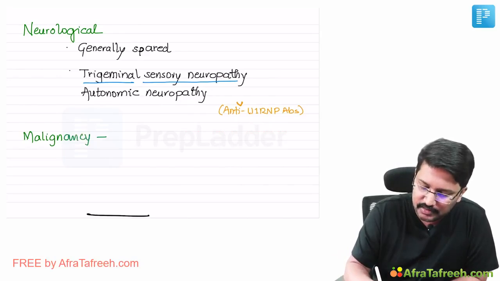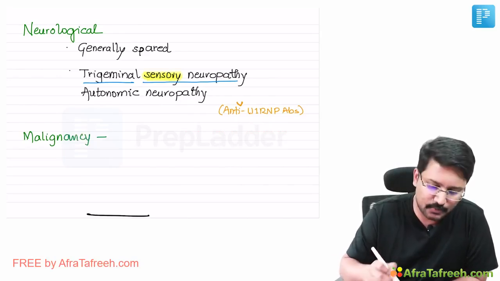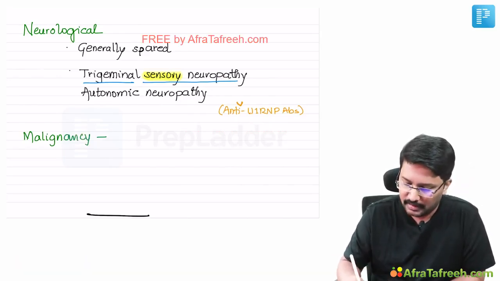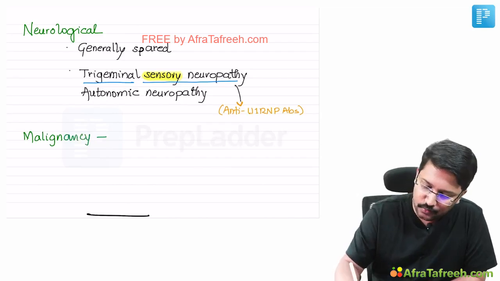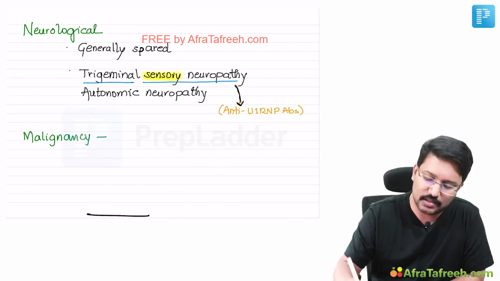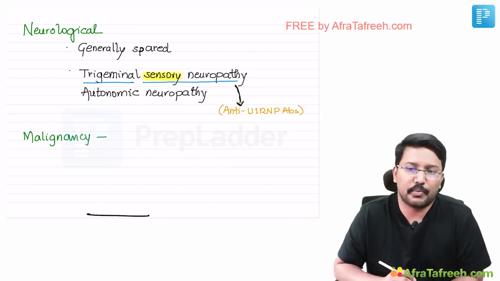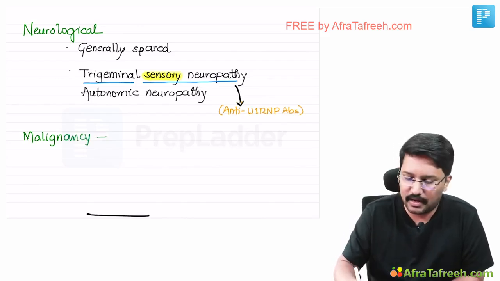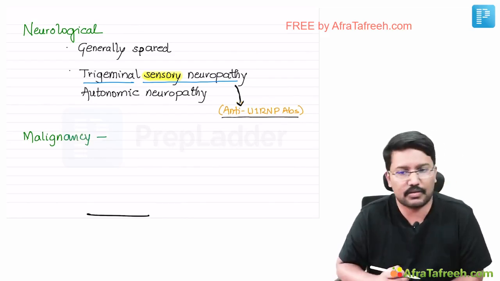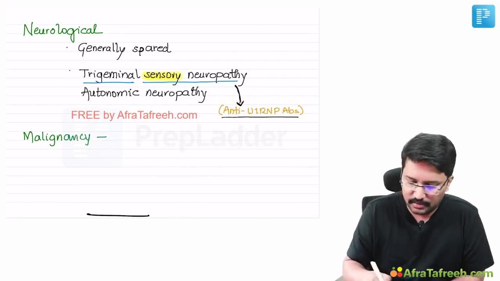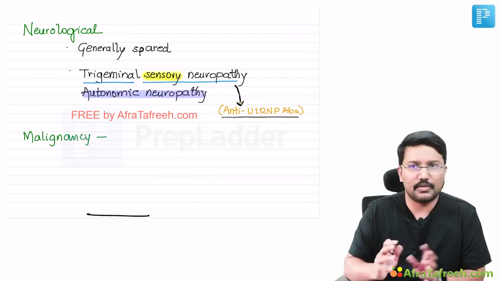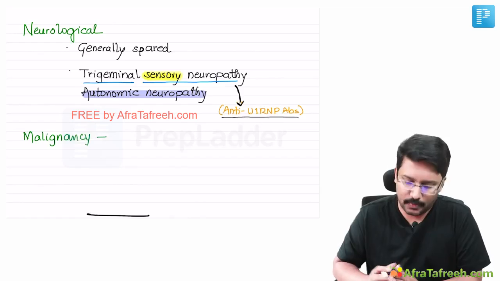The point I want you to remember is that it is mainly affecting the sensory component. It's a trigeminal sensory neuropathy, and the presence of anti-U1-RNP antibodies, the antibodies that are characteristically associated with mixed connective tissue disorder, correlates with the risk of developing trigeminal sensory neuropathy. Patients can also develop, as I told you earlier, autonomic neuropathy. So that is the neurological manifestations, right?